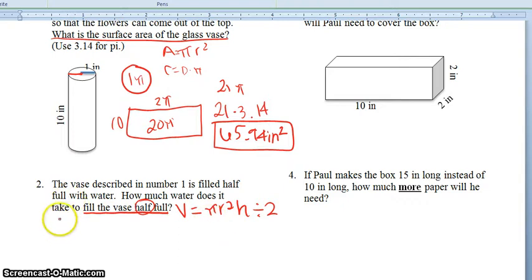So I'm going to take pi times my radius, which is 1, times 1 squared, times the height of 10, and then I'm going to divide that by 2. So I just plugged in 1 for the radius and 10 for the height. And now I'm going to follow order of operations, which says I need to do exponents first. So pi times 1 squared means 1 times 1. So pi times 1 times 10 divided by 2. Remember, with multiplication and division, you can change around the order. So I'm going to multiply by the decimal 3.14 last. So 1 times 10 is 10, and then divided by 2 is 5. So I have pi times 5.